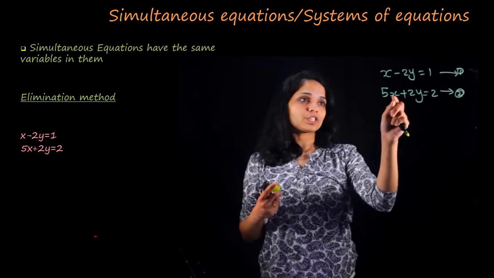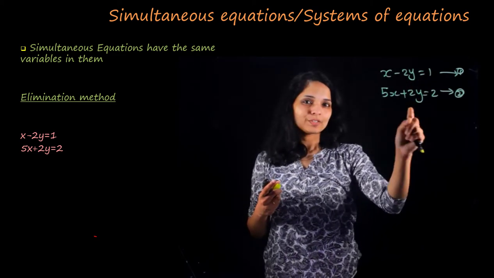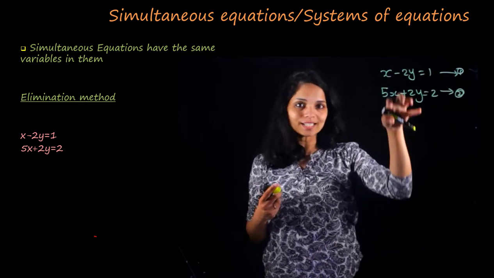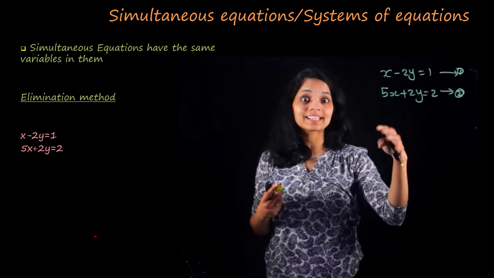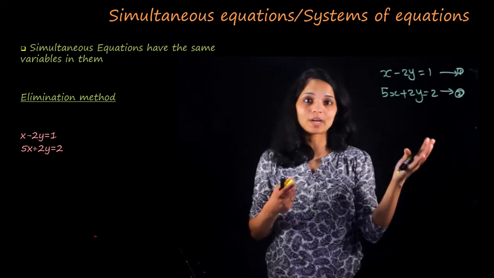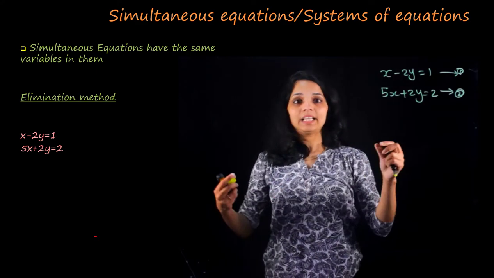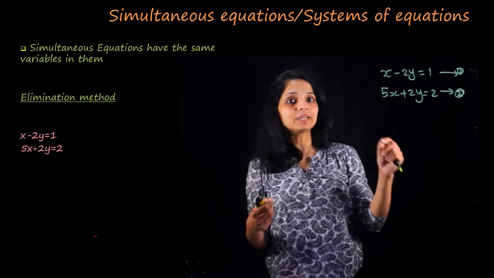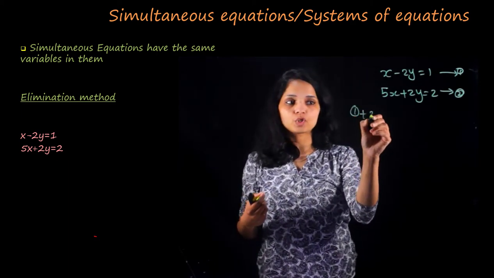Looking at these two equations, you can see that this is minus 2y and this is plus 2y. So if you simply add these two equations, minus 2y and plus 2y cancel each other because minus 2y plus 2y equals 0. And the rest of the equation will be in terms of x only. So you're eliminating y straight away. Okay, let's do that. 1 plus 2, that's what we're going to do.